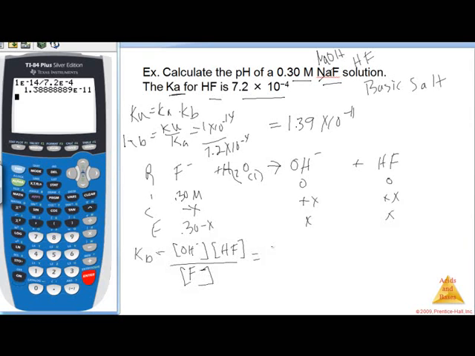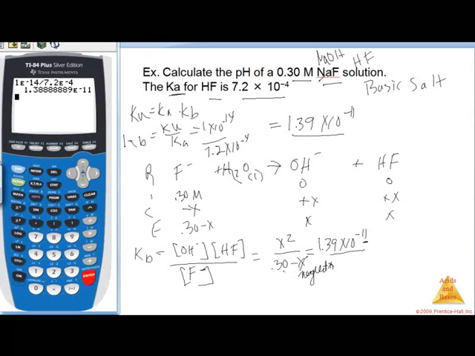And if I punch those in, I'm going to have X for OH, X for HF, so that's X squared over my F concentration, which is 0.30 minus X. And that's going to be equal to my Kb, which is 1.39 times 10 to the minus 11. Now my Kb is tiny, so looks like I can neglect my X, and you want to indicate that you've neglected it when you put that on the AP exam, so they know what you're doing.